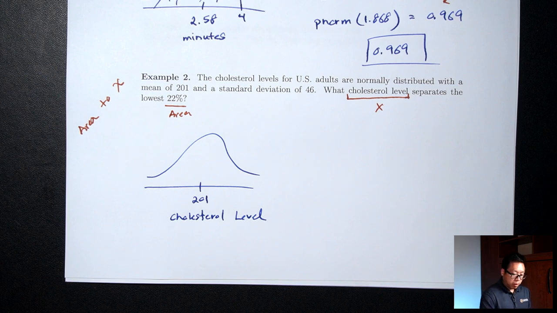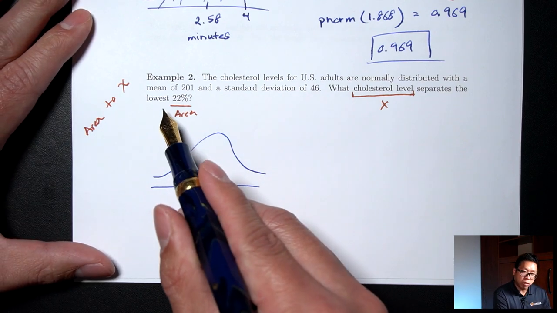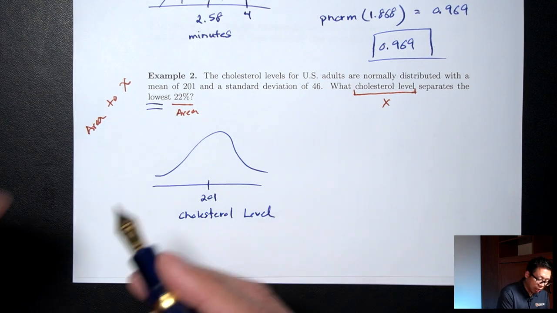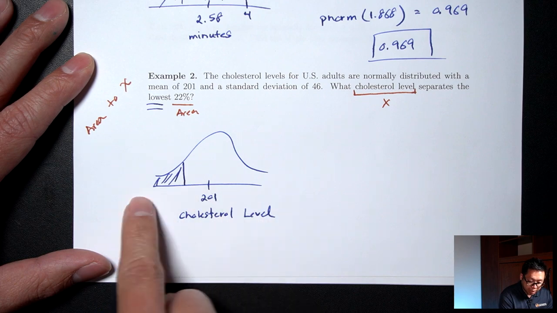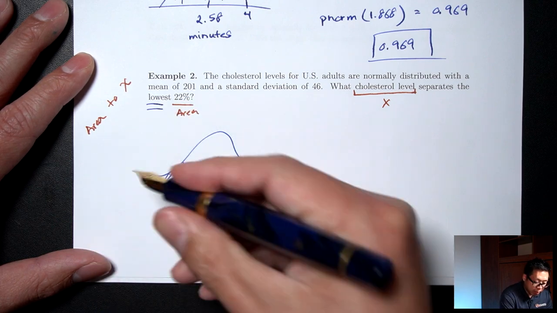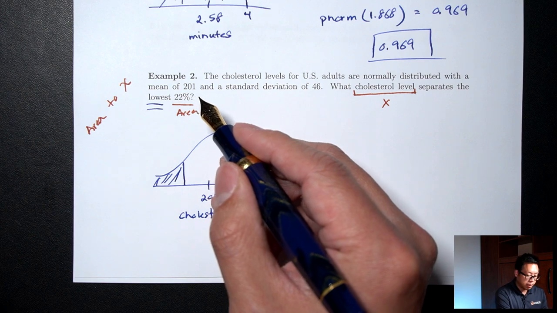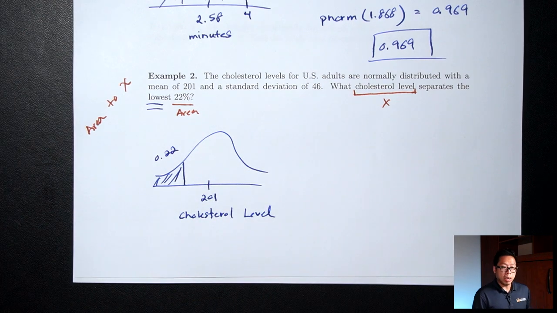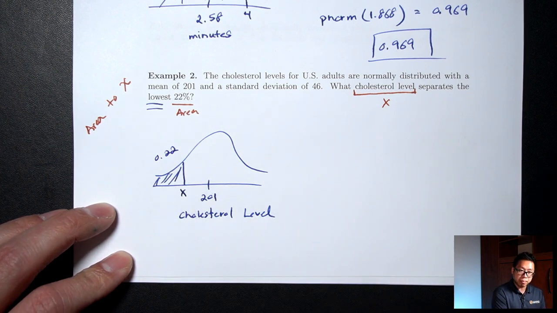Now, let me fill out the rest of the picture because I need to decide whether this is shaded left, shaded right, or shaded in between. I need to put this 22% on my picture. So this says the lowest 22%. Lowest is on the left side, so this will be shaded left. That 22% is not an X, so I'm not going to put it on the X axis. That 22% is an area. So areas, I'm going to label above the picture, right here. And anytime we're talking about percents, we always have to convert it to a decimal. So 22% as a decimal is 0.22. What I'm looking for is this X that has a 0.22 to the left of it. Okay, that's the setup.